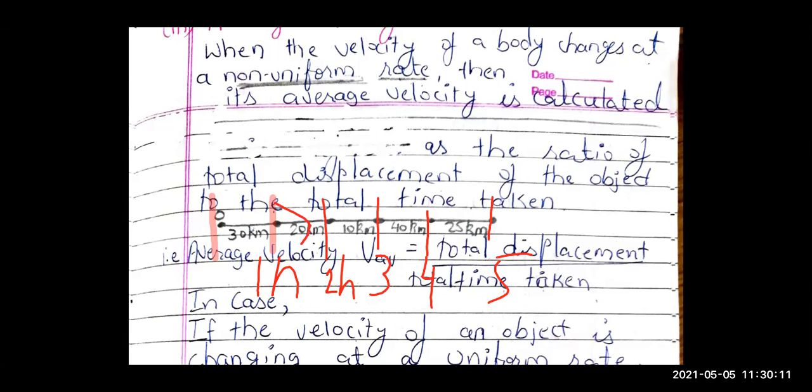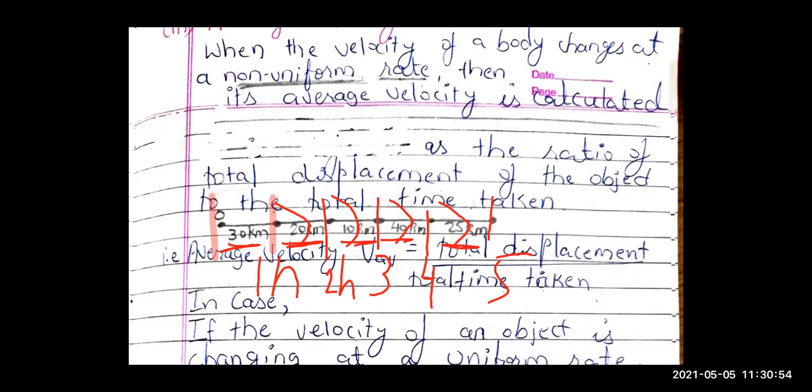In the second hour, it is covering a displacement of 20 kilometers. Then in the third hour, a displacement of 10 kilometers. Then a displacement of 40 kilometers. And finally, in the last hour, a displacement of 25 kilometers. So here you can see that the displacement is unequal. The body is covering unequal displacement in equal intervals of time, and it is moving on a straight path. Direction is not changing. So this is your non-uniform velocity. Here the velocity is changing by a non-uniform rate.